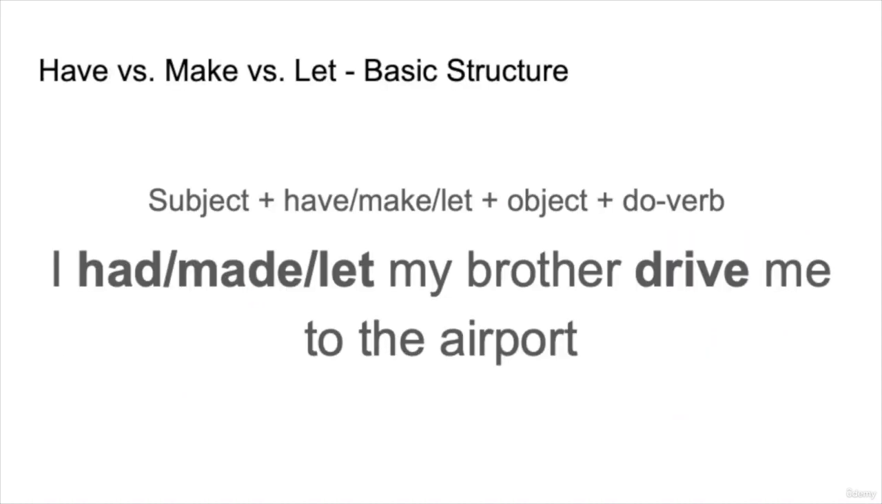Moving on to have, make, and let, the basic structure is a bit different. Here, the subject, have, make, let, and the object are followed by a do verb, and there's no to. I had my brother drive me to the airport. I made my brother drive me to the airport. I let my brother drive me to the airport.